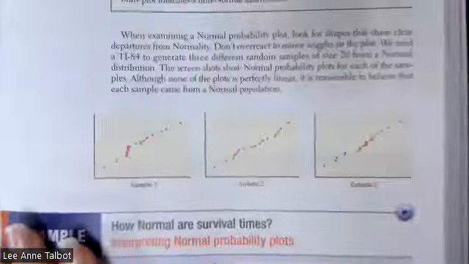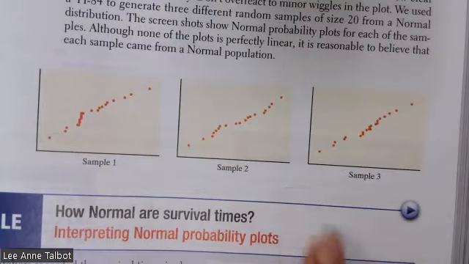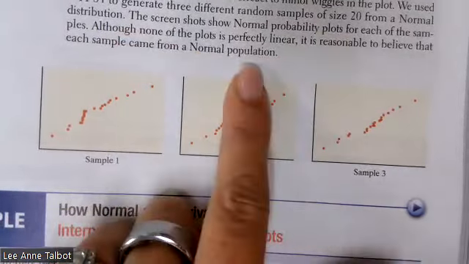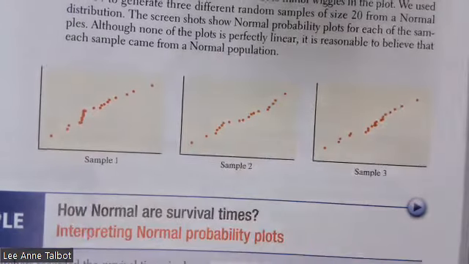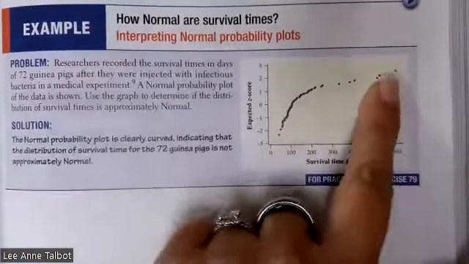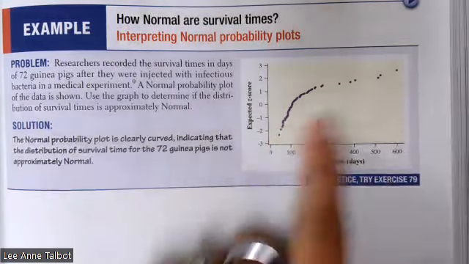These guys up here are all good enough. It says, although none of the plots is perfectly linear, it's reasonable to believe that they came from a normal population because it's just a sample. It just can't be like, whack. Does that make sense? So don't expect perfection. You're in stats, but it should not, this is a problem.